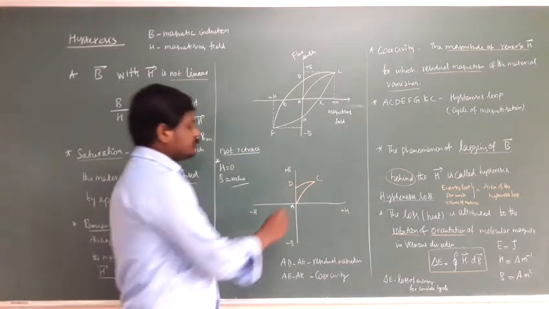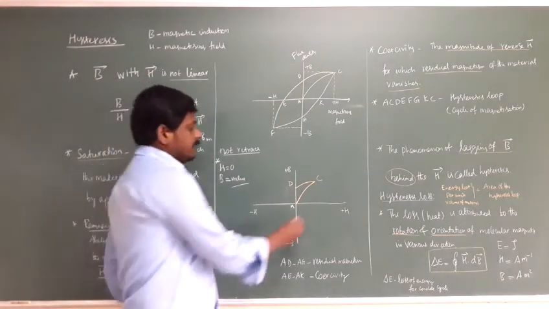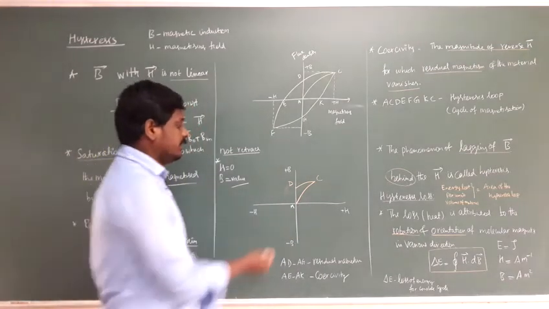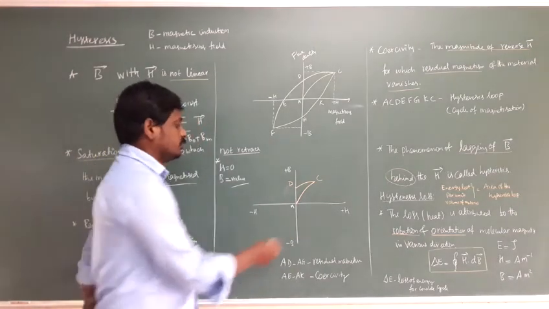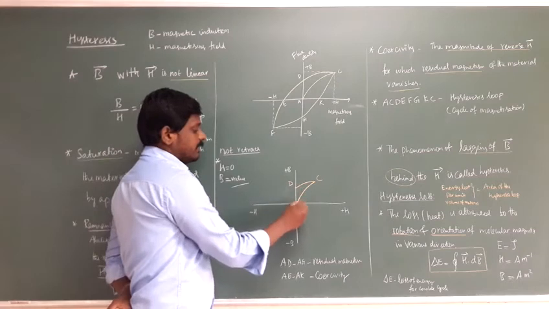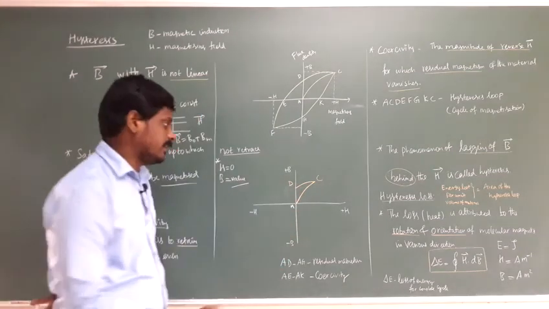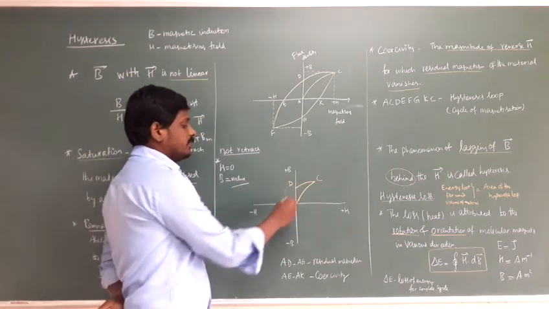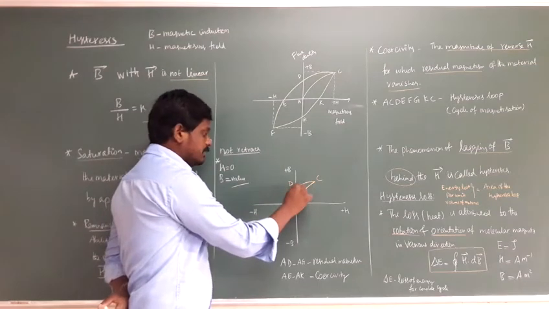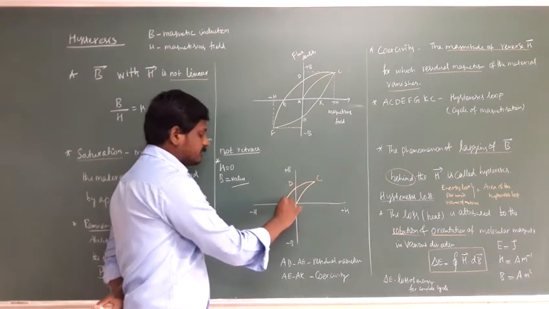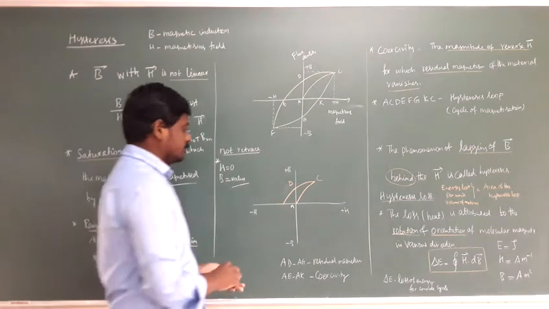Then again I am decreasing the magnetizing field in the negative direction, from H equal to 0 to H equal to -1, -2, -3. I am decreasing in this direction. Now at this point, that is E.